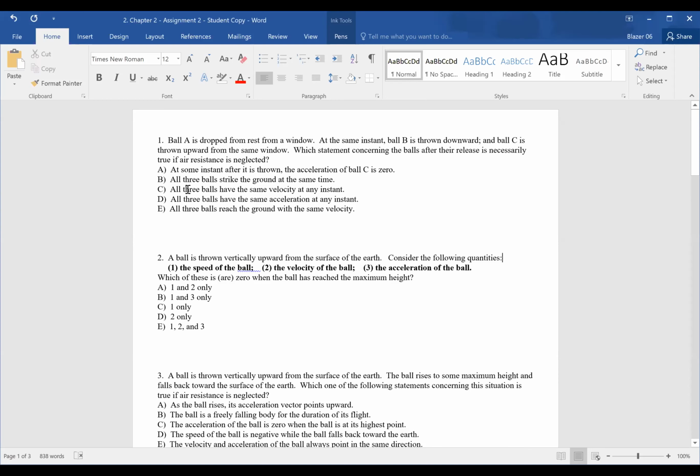They can't strike the ground at the same time. They don't have the same velocity because one was thrown down, which means it has initial velocity. They don't have the same speed, but they all are under the influence of gravity. So we're going to choose D. Okay, I'm going to choose D. All right.